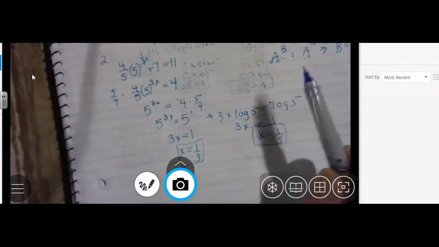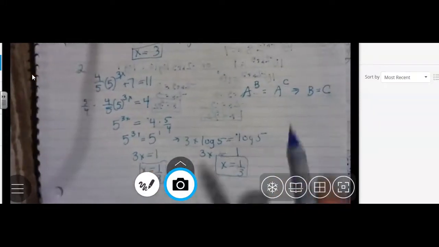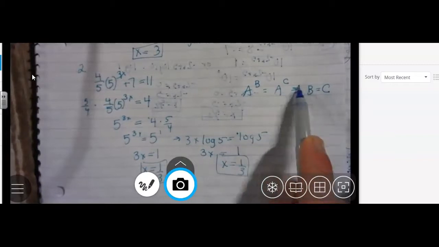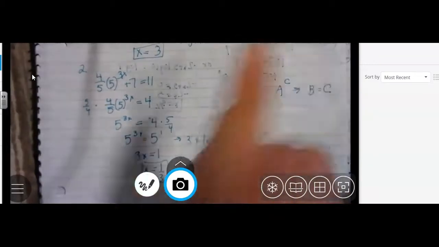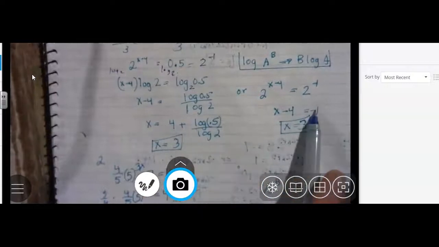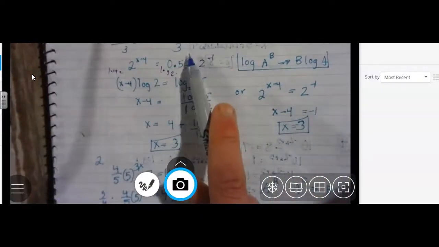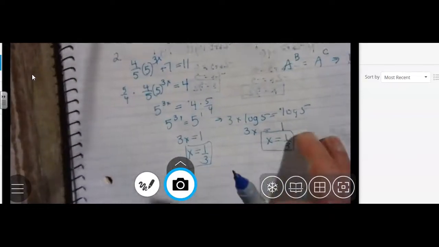Number 2, so that second rule there is if you have the bases the same, then the exponents are equal. So it's very effective to rewrite an expression using the same base. If you saw that 2 to the negative 1 is equal to 0.5, that's really helpful to do in a lot of these logarithmic expressions.